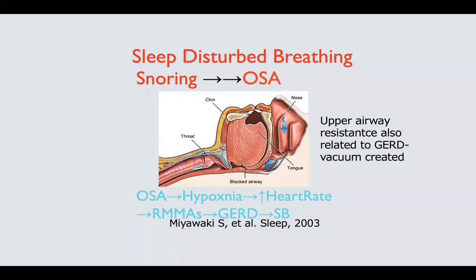At the same time, all of this is going on, and if you're holding your breath, you start building up what we call negative thoracic pressure. That pushes up on your diaphragm, which pushes up on the base of your tummy, and now you have GERD, or you have acid coming into the mouth.